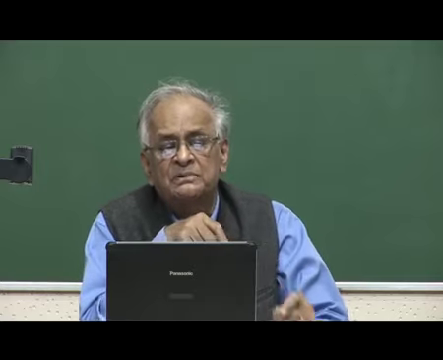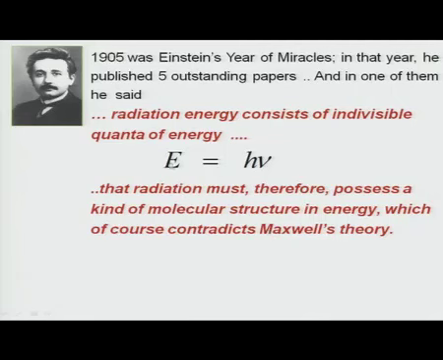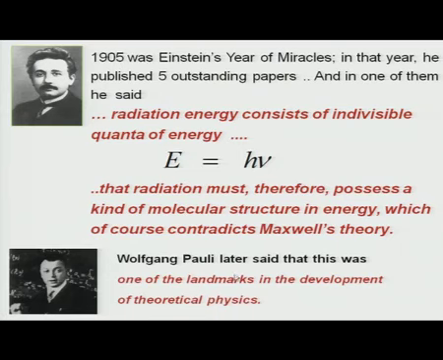So, in the second paper of his year of miracles, Einstein said that radiation energy, that is light, consists of indivisible quanta of energy, something like the corpuscular model put forward by Newton and others. And these quanta of energy, these packets of energy, were given by E is equal to h nu. He wrote that radiation must therefore possess a kind of molecular structure in energy, which of course contradicts Maxwell's theory. Wolfgang Pauli, a great physicist, later said that this paper was a landmark in the development of theoretical physics.